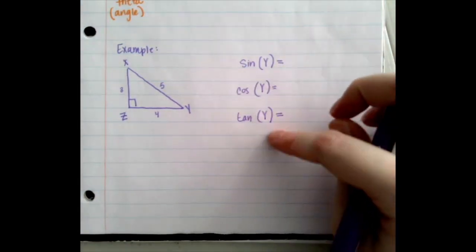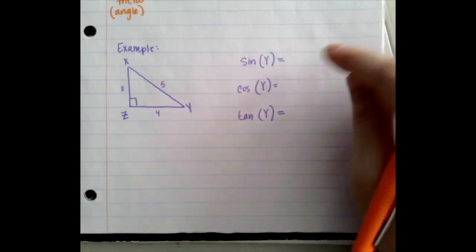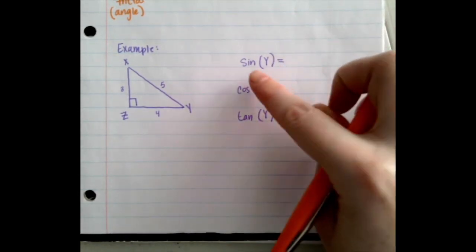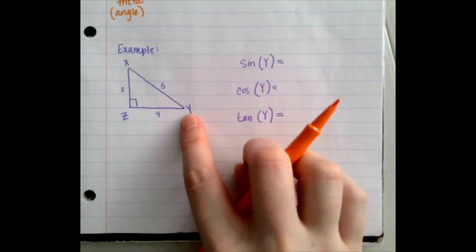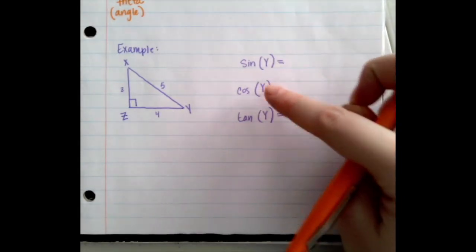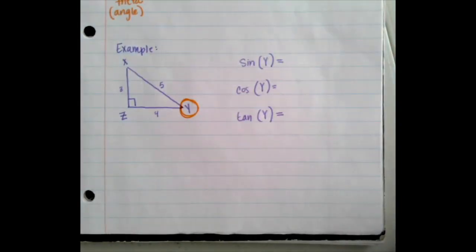So because we know we're talking about angle Y, we don't use theta anymore. Theta is for an unknown value. And so the first thing that I would recommend doing is identifying the angle you are finding, because each trig ratio is specific to that angle. So, for example, the sine of Y is not going to be the same as the sine for X. So all of these are talking about Y, so I'm going to circle my Y. That helps me identify it.